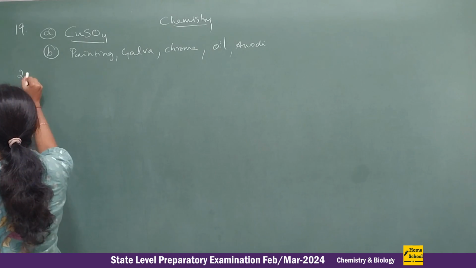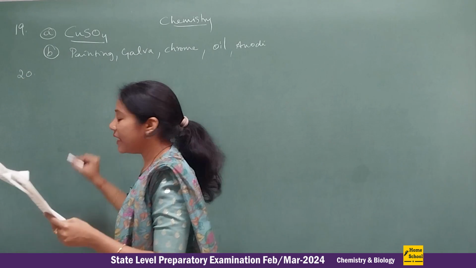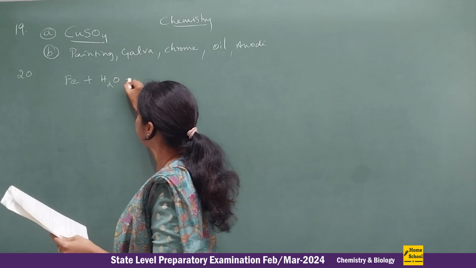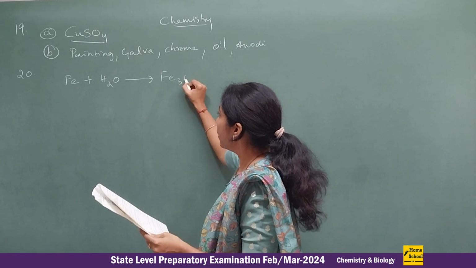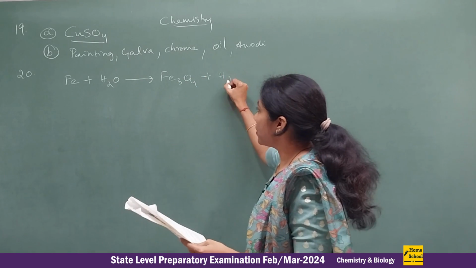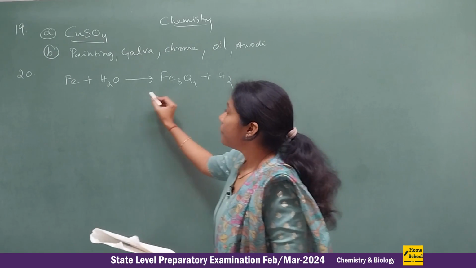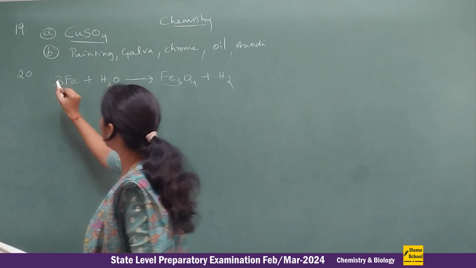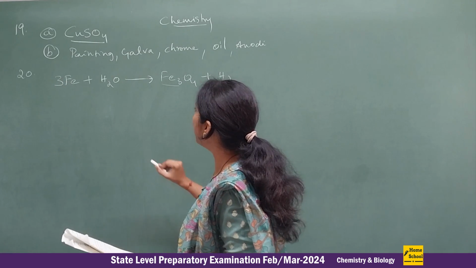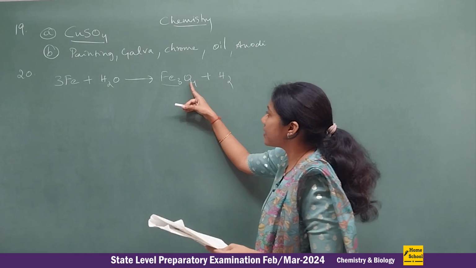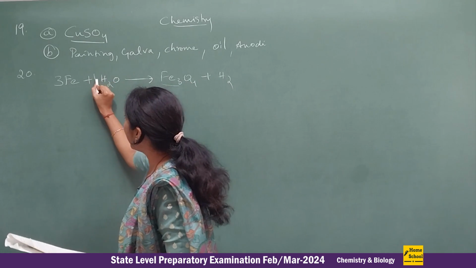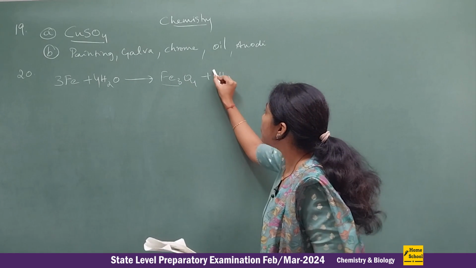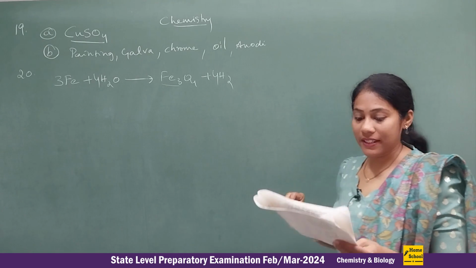Now coming to question number 20. There are 3 equations which you have to balance. Fe3O4 plus H2, so this is one equation. How do you balance? First balance the metal, so 3Fe. Then oxygens: 4 oxygens are there, here only 1, so I'll put 4. Now hydrogens: 4 twos are 8, here only 2, so here I'll put 4. So this is the balanced equation.